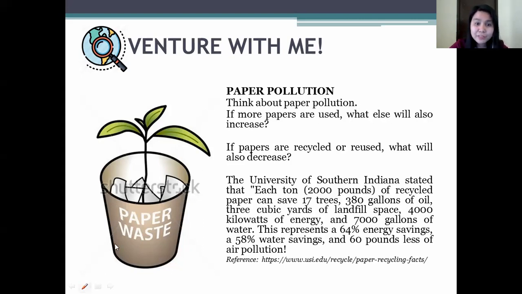The University of Southern Indiana stated that each ton, that's around 2,000 pounds of recycled paper, can save 17 trees, 380 gallons of oil, 3 cubic yards of landfill space, 4,000 kilowatts of energy, and 7,000 gallons of water. This represents a 64% energy savings, a 58% water savings, and 60 pounds less of air pollution.